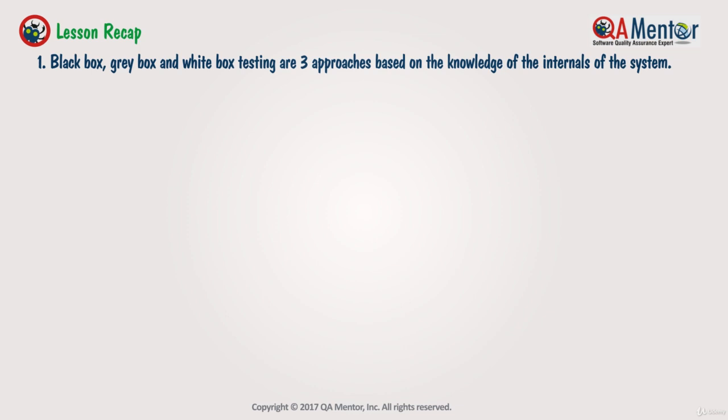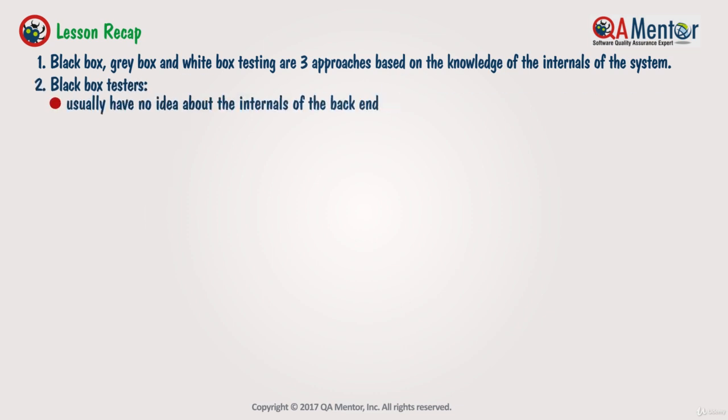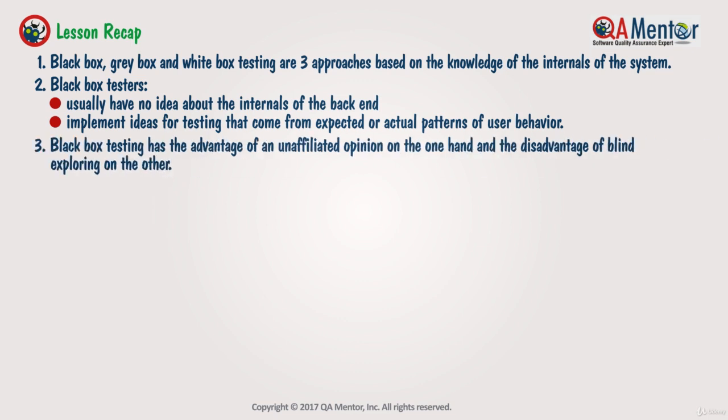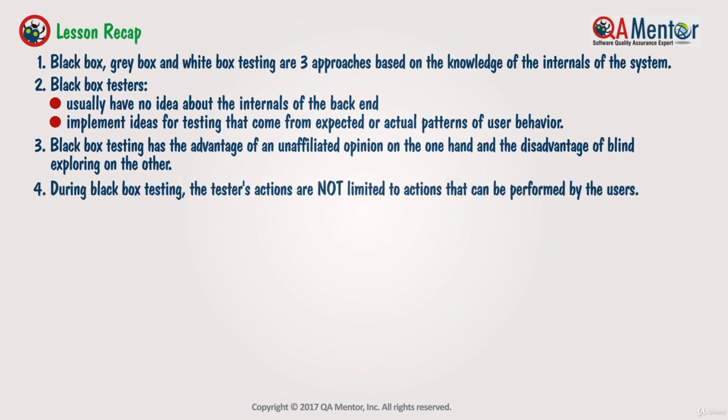Lesson recap. 1. Black box, gray box, and white box testing are three approaches based on the knowledge of the internals of the system. 2. Black box testers usually have no idea about the internals of the back end. Implement ideas for testing that come from expected or actual patterns of user behavior. 3. Black box testing has the advantage of an unaffiliated opinion on the one hand, and the disadvantage of blind exploring on the other.